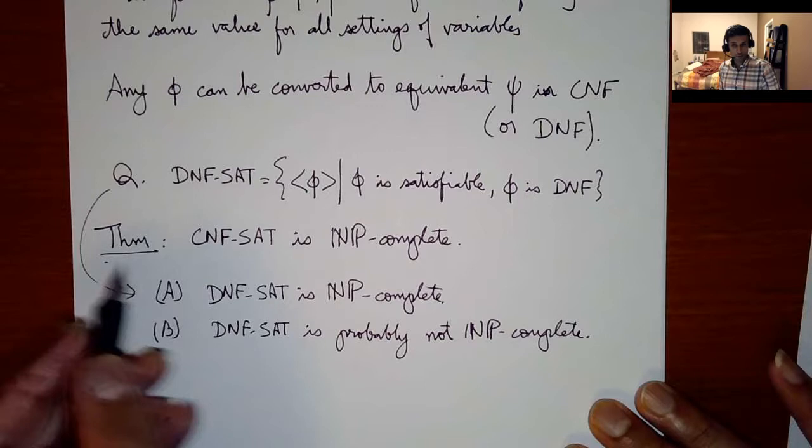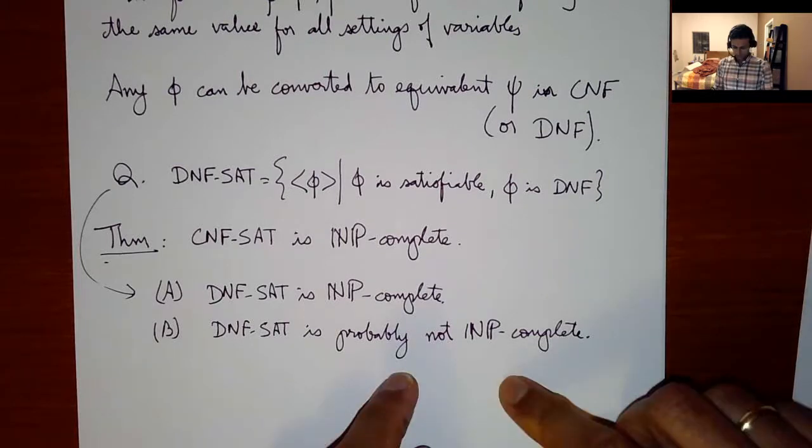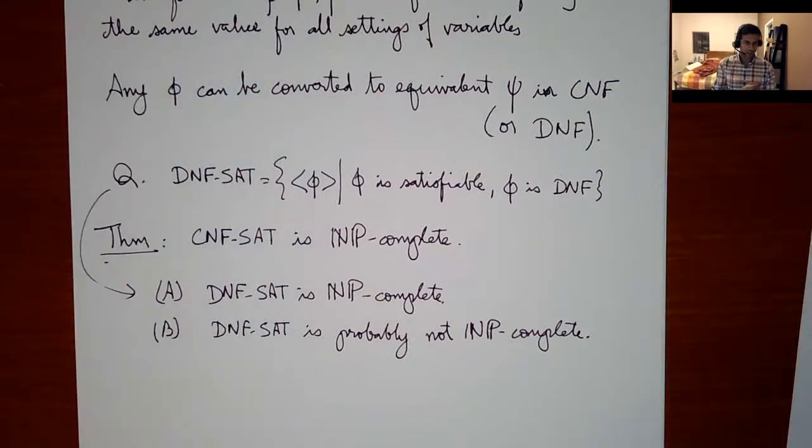I have not proven that CNF sat is NP-complete. I will prove it to you. But assume I told you CNF sat is NP-complete. What about DNF sat? Is DNF sat also NP-complete? Or do you think that DNF sat is not going to be NP-complete? Remember, we said that any phi can be converted to an equivalent C in CNF or DNF. So you can switch between CNF and DNF. So I'm going to launch this poll. Think about what DNFs are and think about what CNFs are.